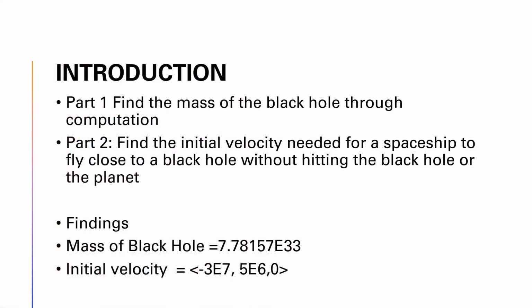Here's the introduction. The goal of this experiment in part 1 was to find the mass of the black hole through computation by using code. And part 2 is to find the initial velocity needed for a spaceship to fly close to a black hole without hitting the black hole or the planet. Our findings were that the mass of the black hole would need to be 7.7 times 10 to the 33, and our initial velocity would have to be negative 3 times 10 to the 7th in the x component and 5 times 10 to the 6th in the y component.